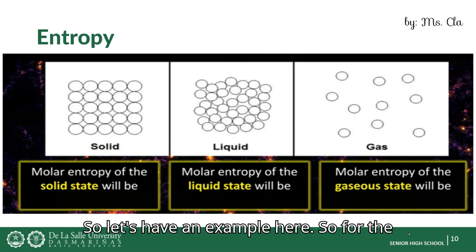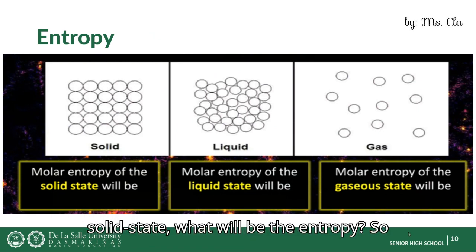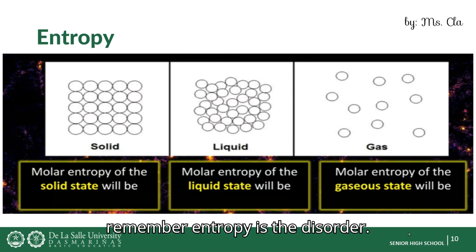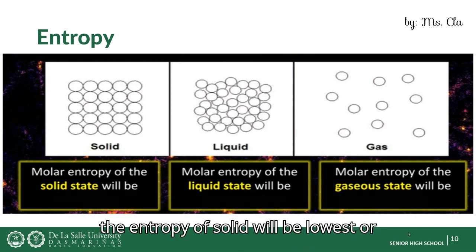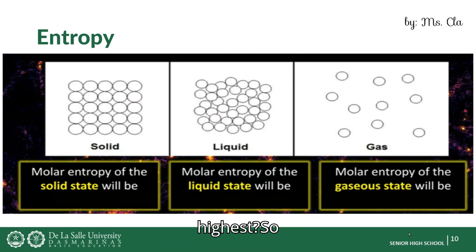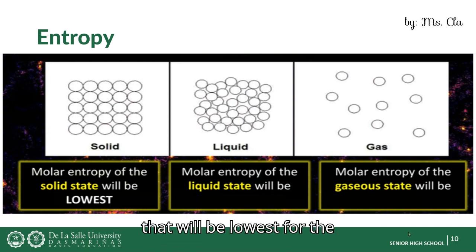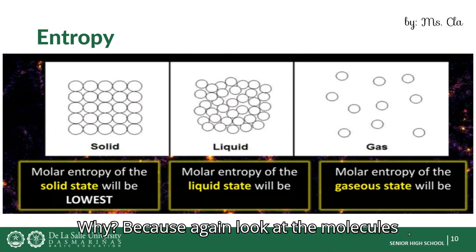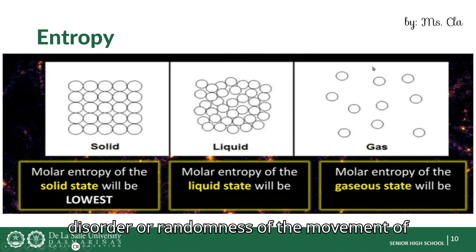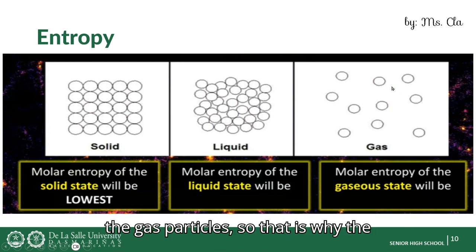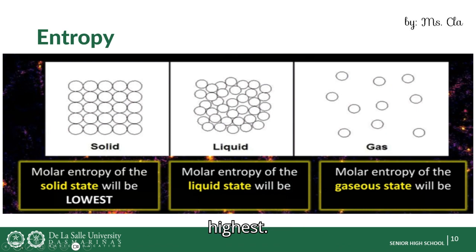So let's have an example here. For the solid state, what will be the entropy? So remember, entropy is the disorder. Look at the molecules of the solid. Will the entropy of the solid be lowest or highest? That will be lowest. For the liquid, that will be intermediate. And for the gas, that will be the highest. Why? Because again, look at the molecules of the gas. Gas has disorder or randomness of the movement of the gas particles. So that is why the entropy for this one is the highest.